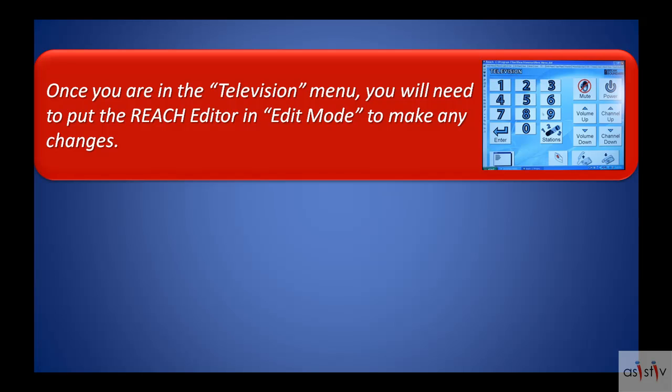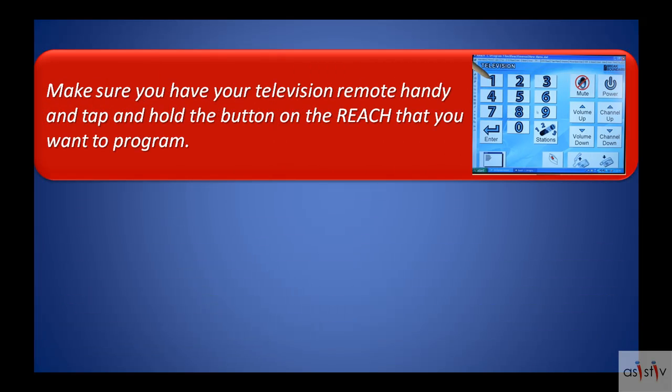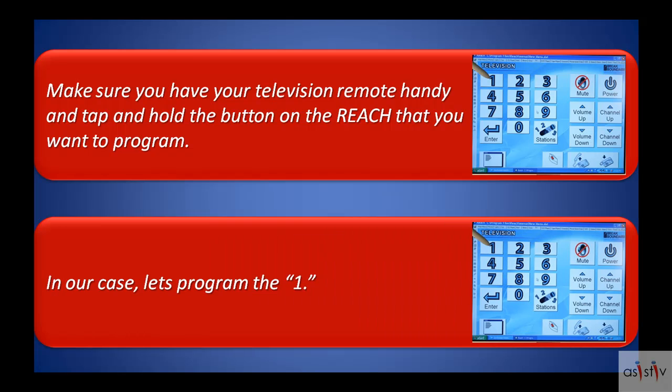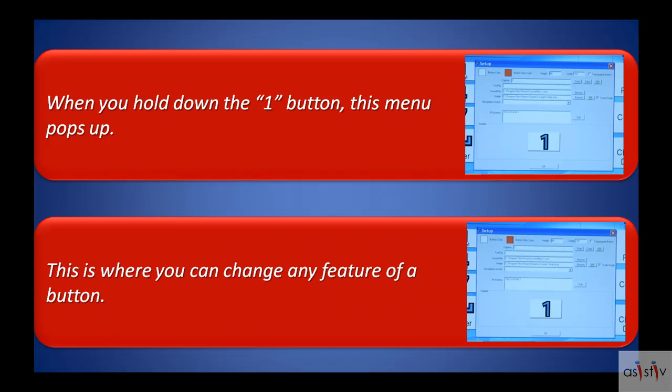Once you're in the television menu, you will need to put the Reach editor in edit mode to make any changes. Click the button on the toolbar on the left side of the screen that looks like a crossed wrench and hammer to enter edit mode. Make sure you have your television remote handy and tap and hold the button on the Reach that you want to program. In this case, let's program the 1. When you hold down the 1 button, this menu pops up. This is where you can change any feature of a button.